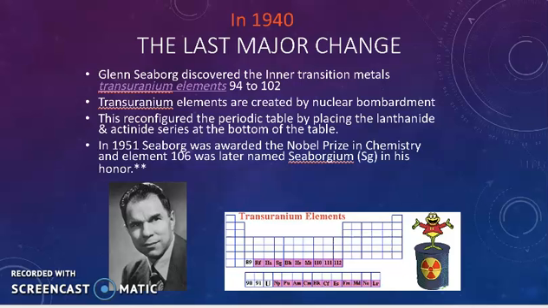In 1951, he was awarded the Nobel Prize in Chemistry, and element 106 was later named Seaborgium in his honor. That is a test question, so remember that. Remember which element is named after him, or which one of these guys is the one that got the Nobel Prize. That's Seaborg. He's the only one of the ones that we talked about today that actually got the Nobel Prize in Chemistry for his discovery and development on the periodic table. And he does have the element named after him.